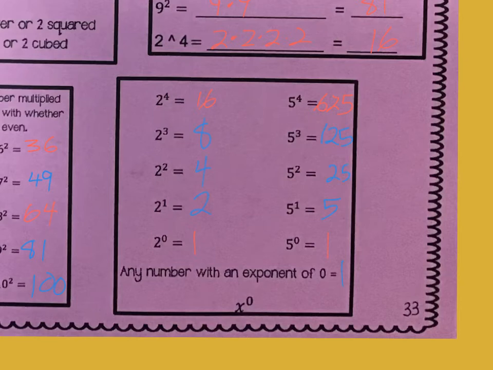All right, so you can kind of see a pattern here. If we're going, and hopefully you got these correct, the blue ones here, you can see that anything to the 0 power is 1. Then we work our way up, and it's an exponential function. So any number with an exponent of 0 equals 1.